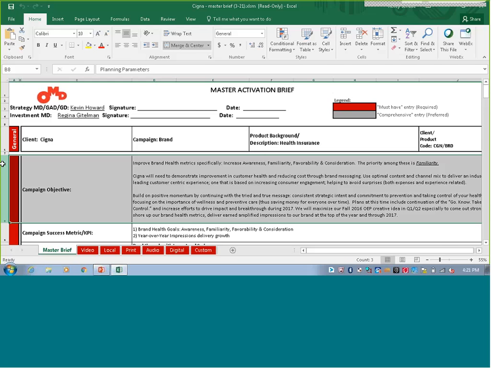Some campaigns may be more focused on sales. Some might be app downloads. Whatever your campaign objective is, whatever that KPI is, you want to make sure you understand that. This is, again, one of those gut check moments. We'll have a few of those throughout this work session.